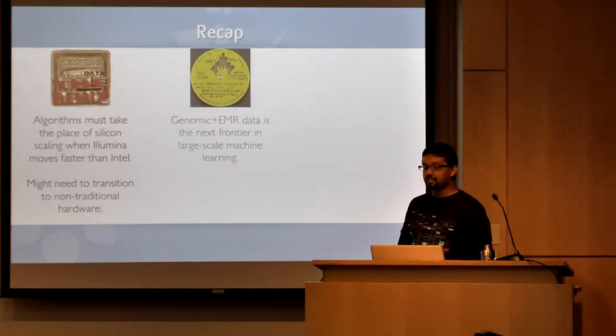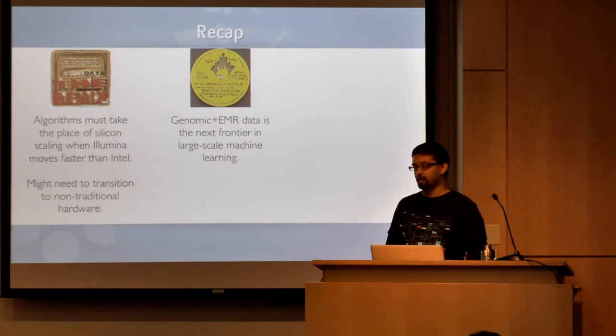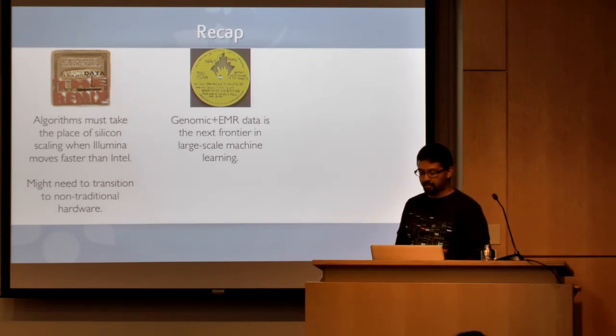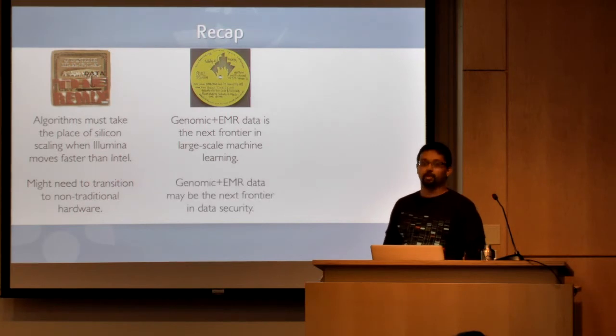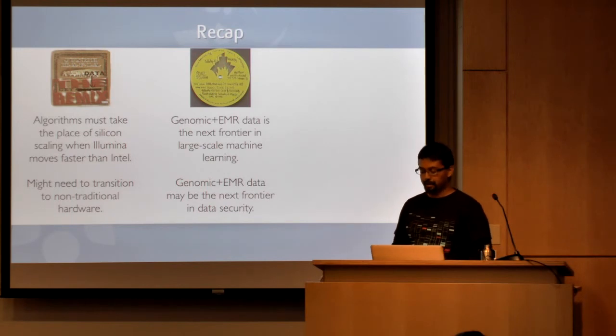When we look at analysis, genomic data and EMR data really are the next frontier in large-scale machine learning. That's not to say that other areas are tapped out, but this is really fresh ground and somewhere where we can make a huge amount of impact. Similarly, in data security, this is going to be a really interesting problem to try to figure out how we can secure data in such a way that there's actually buy-in from patients such that they will consent to have this data released in order that we can do research on it.